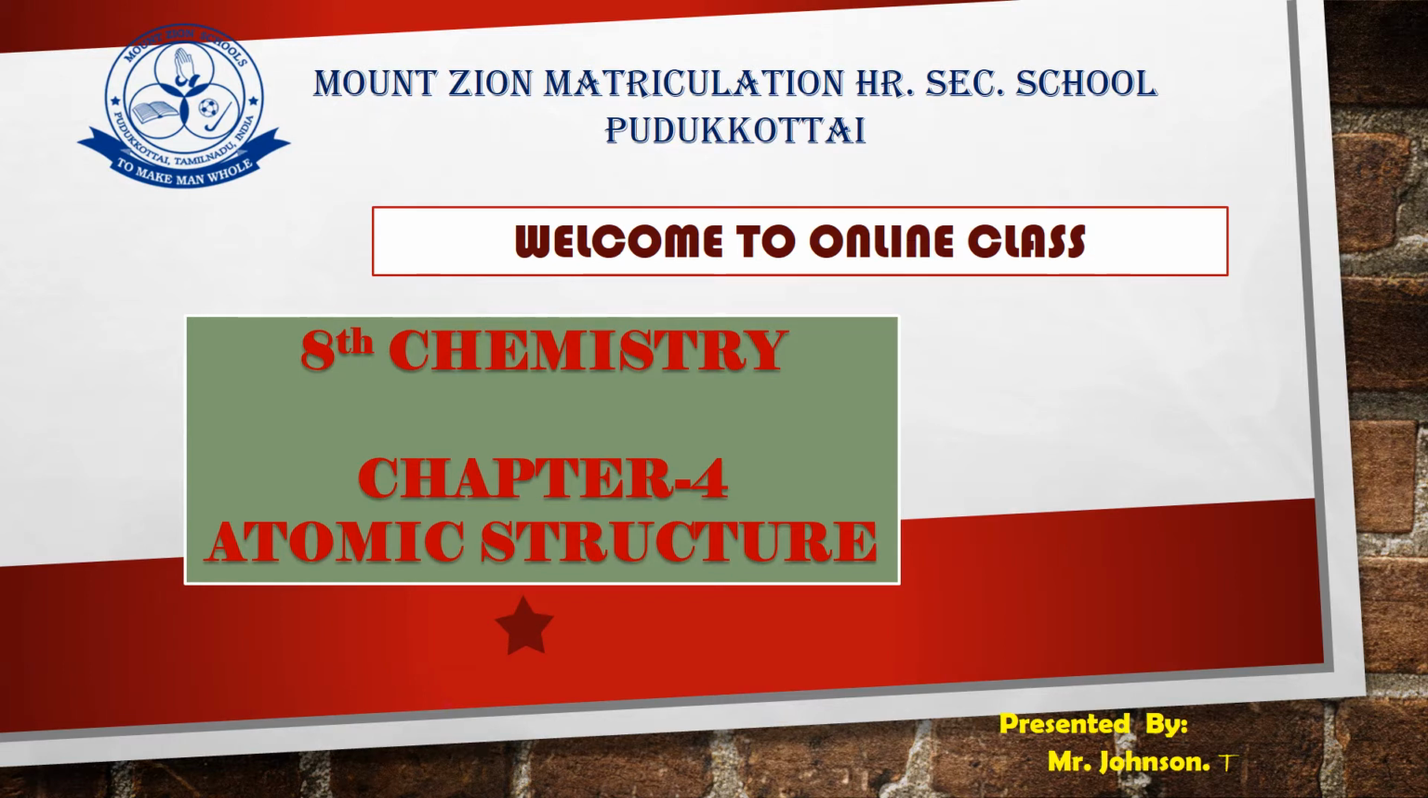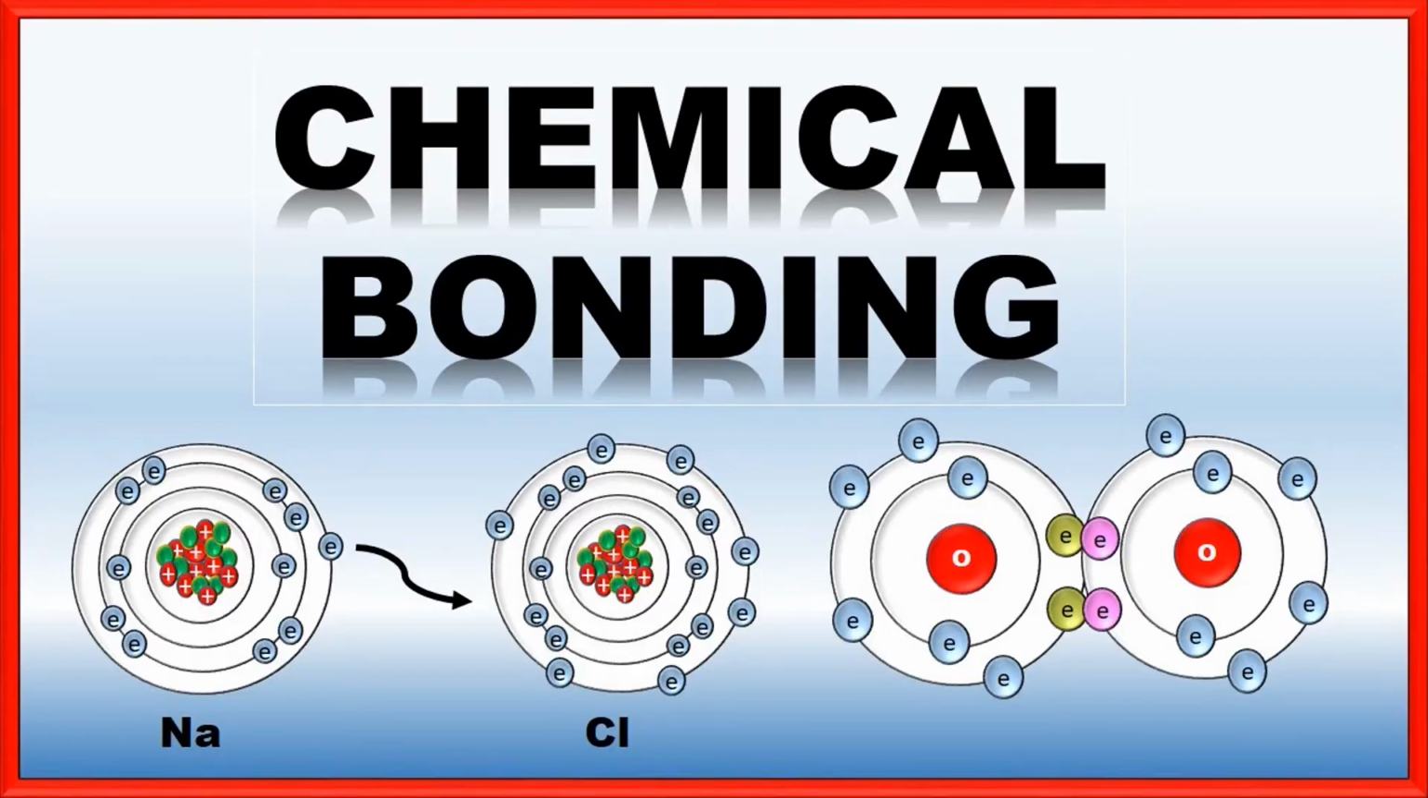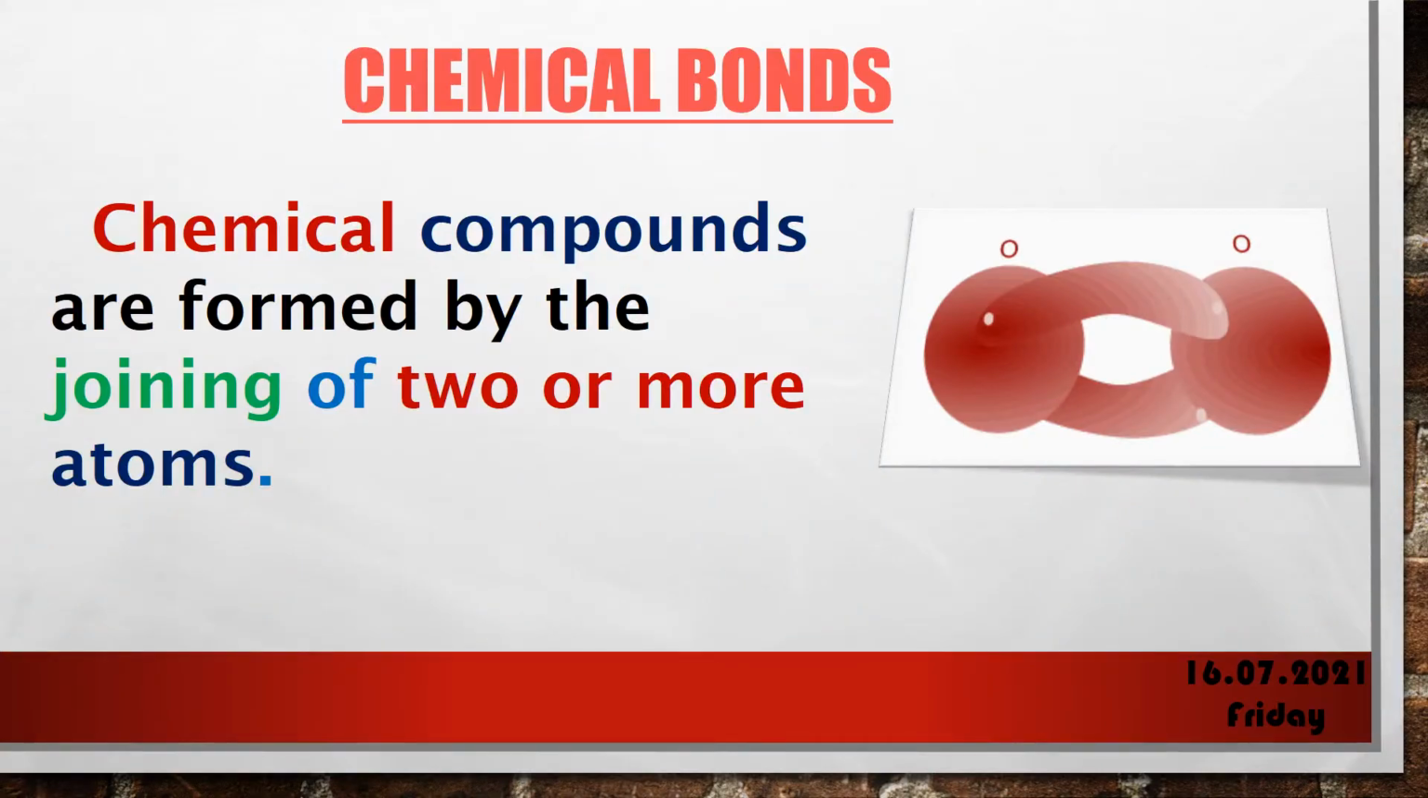So the chapter that we are starting with today is atomic structure, chapter 4. Today's topic is chemical bonding. Okay, what is meant by chemical bonding?